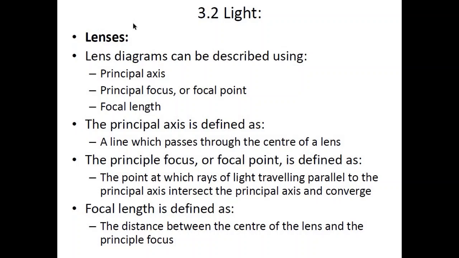Now lenses would more or less always be defined using a lens diagram, and in physics a lens diagram always has three things: a principal axis, a principal focus or focal point, and focal length. The principal axis is the line which passes through the center of the lens, whereas the focal point is the point at which rays of light traveling parallel to the principal axis converge and intersect each other. And focal length is the distance between the center of the lens and the principal focus.